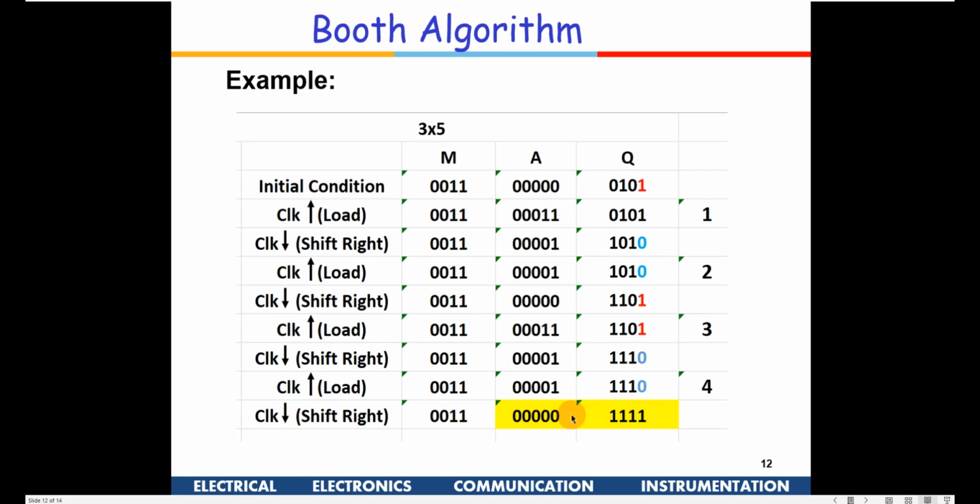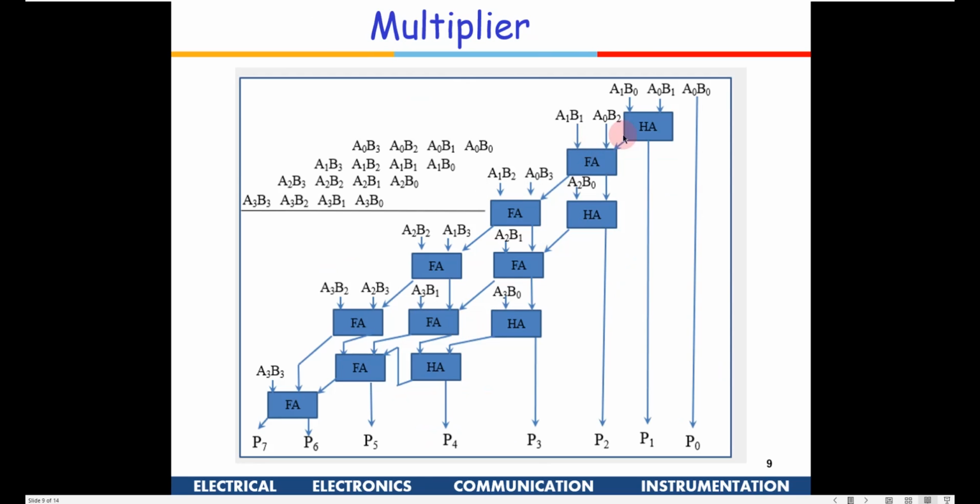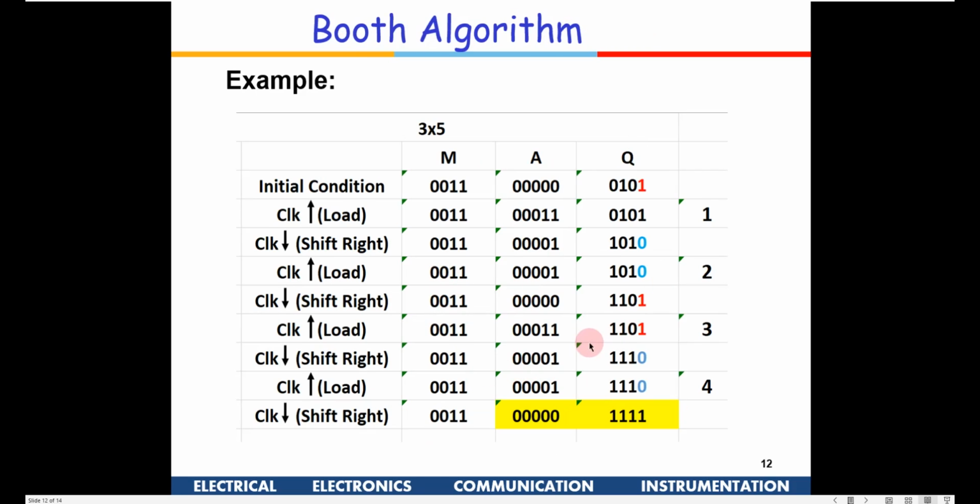So if you see here, what is this answer? The final answer between A and Q will be considered as an 8-bit register. So you will have 1 1 1 1, that is equivalent to 15, right? So 3 into 5 becomes 15. Okay, so this is how a sequential multiplier works. If you see, the hardware is only one adder, two registers, and 1 mux. Whereas if you go here, you see the hardware requirement is very large. Okay, so this is how a Booth multiplier works.